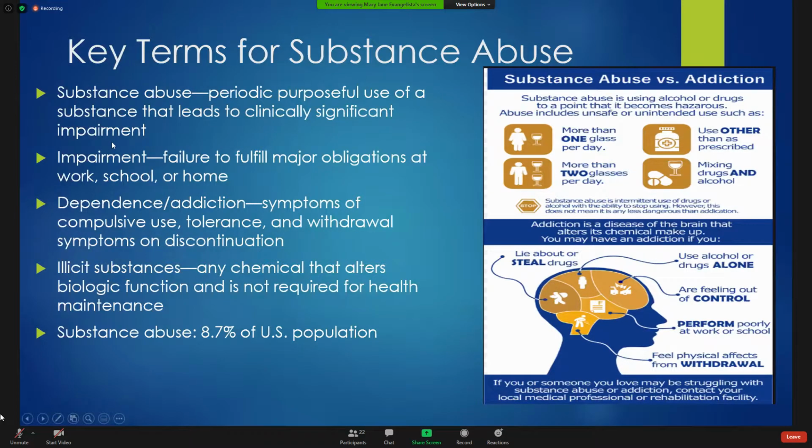The danger side of the word abuse is the word addiction. When you say addict, it means you are hooked on that particular activity, right? Drug addict, alcohol, or whatever. Symptoms include compulsive use. You cannot discontinue. You are hooked already, addict or dependent. And then we also have illicit substances: any chemical that alters biological function and is not required for health maintenance.